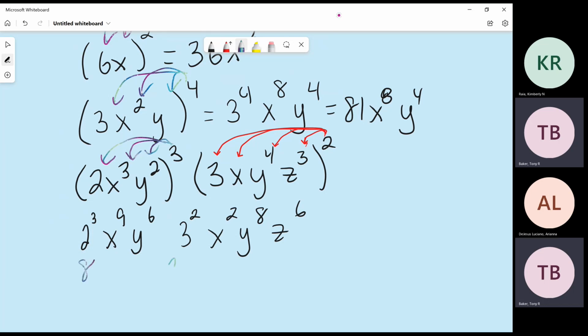So that's 8, and that's 9. So I have 72 is my number. And now let's go through my letters. I have x. X is to the what? Right, because I have 9 and 2. Y is to the 14, 6 and 8. And then I only have 1 z, so I just put that one there. Okay, that's my answer.